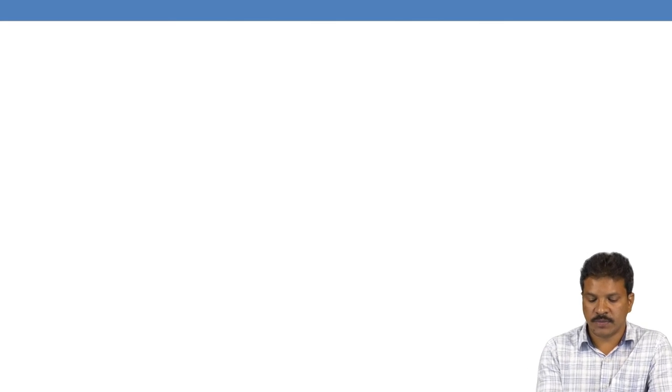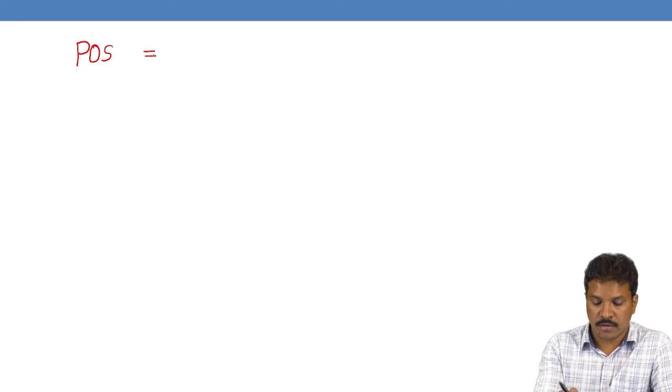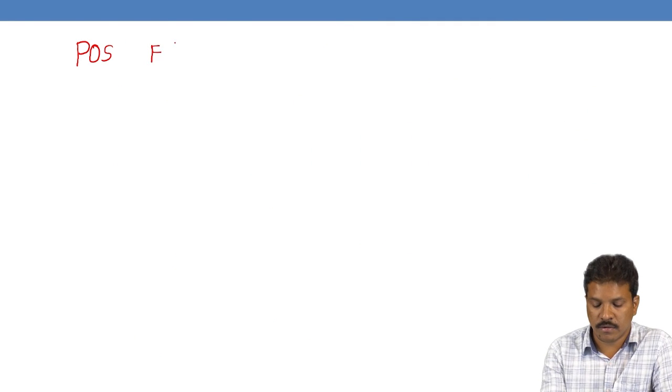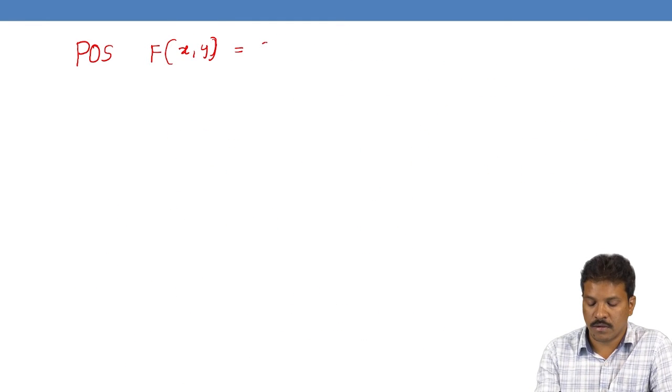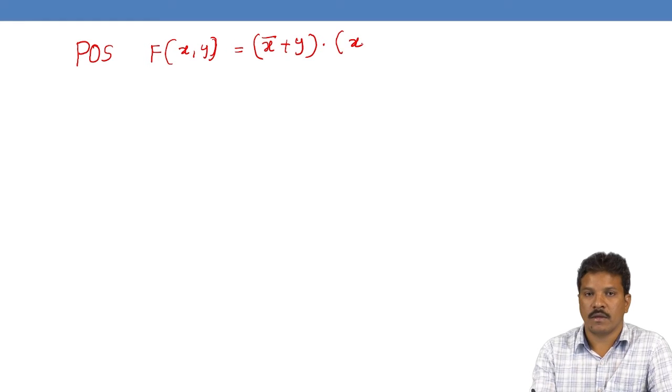If you take the POS form, product of sums, the standard representation of the same Boolean function in POS form, f of x, y is equal to x plus y, dot, x bar plus y bar. Like x bar y dot x plus y bar. This is the product of sums.